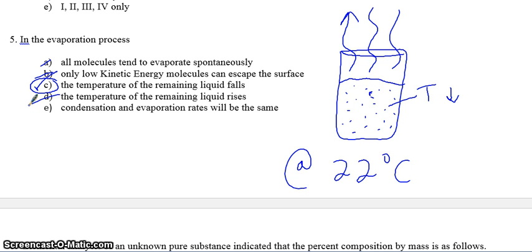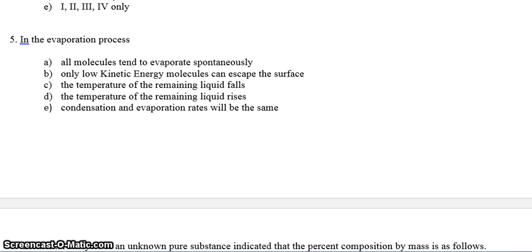Condensation and evaporation rates will be the same. That's only if this is a closed system. But then evaporation will stop. So actually, this is also incorrect. So those are some examples of multiple choice questions that you may find on the upcoming chapter 13 and 11 tests.